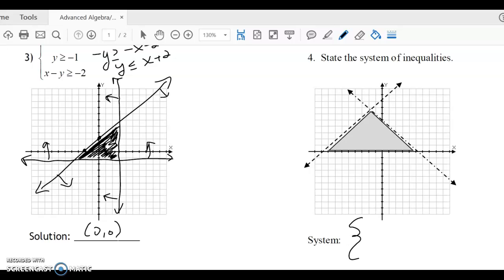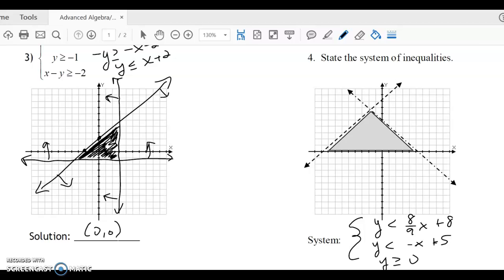We're going to start off, and here is your answer. y is less than 8/9 x plus 8. y is less than negative x plus 5. And y is greater than or equal to 0.